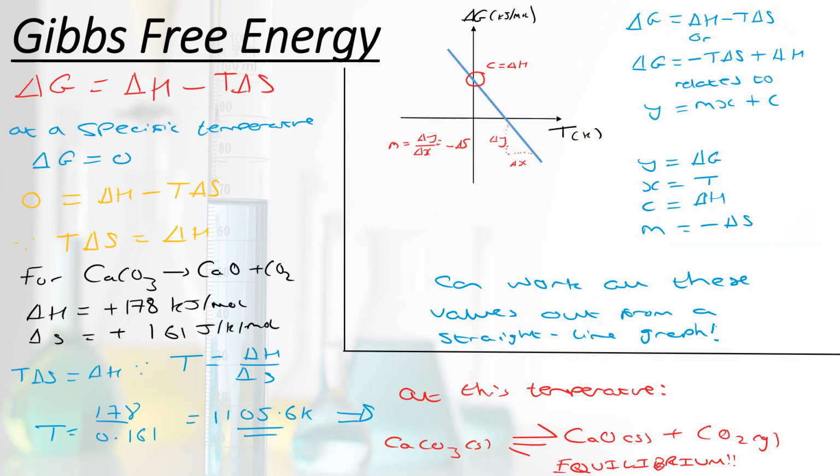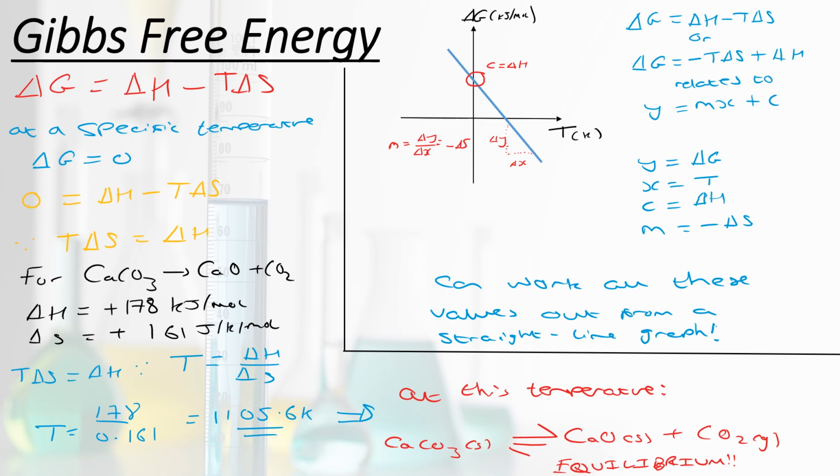The final thing to talk about is that we can also look at Gibbs free energy graphically. So rather than just using the numbers in the equation to work it out, we can do it graphically. But the first thing to talk about is that we have our Gibbs free energy equation, delta G equals delta H minus T delta S.